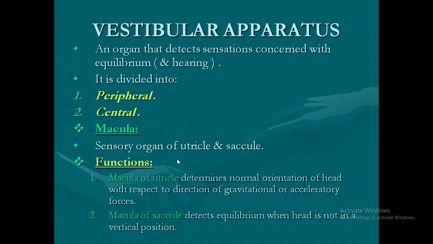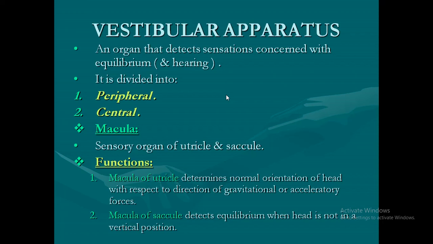Then we are going to discuss the vestibular apparatus. Vestibular apparatus is actually concerned with maintenance of balance. So here it is written, an organ that detects sensation and is concerned with equilibrium. Yes, it is actually concerned with maintenance of balance. But balance is by and large dependent on two apparatuses, that is the peripheral and the central. And among the peripheral receptors, we have the inner ear, which plays an important role in maintenance of balance.